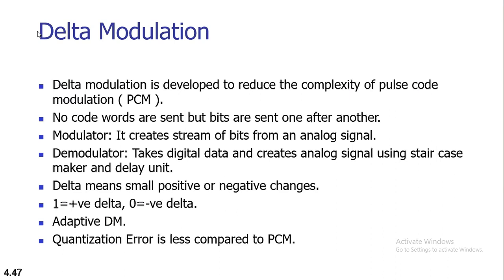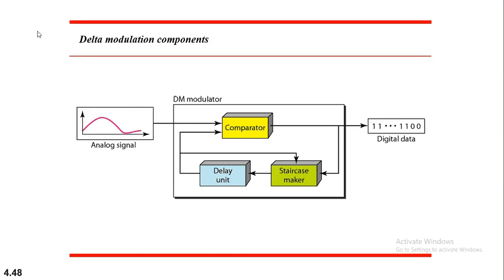Before we get in detail, let us discuss how exactly the modulator and demodulator work. This is the diagram of the modulation technique in delta modulation, where it takes an analog signal and this modulator creates a second signal that resembles a staircase.